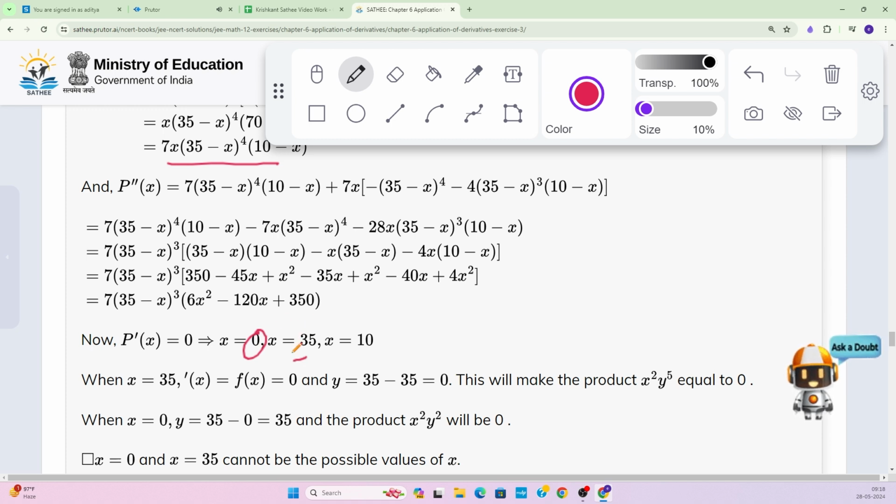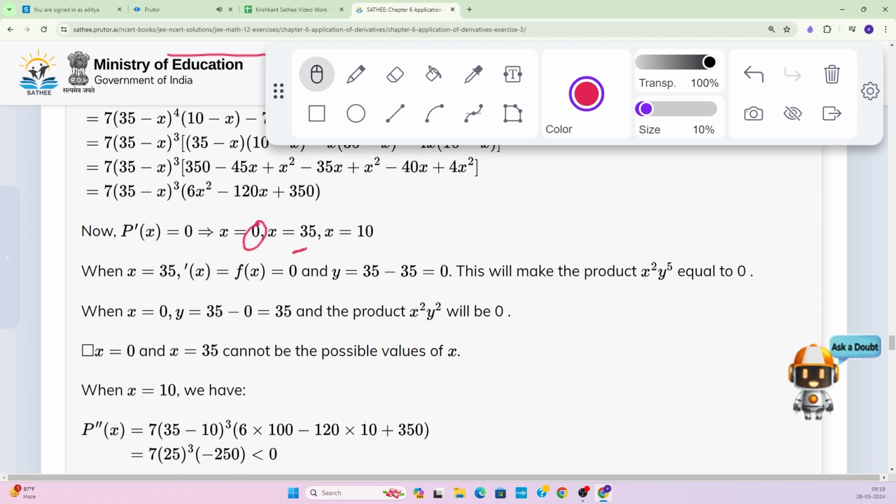Okay, at 35 you will have this whole thing equal to 0. At 10 you will have, as you can see, 60 minus 600. Okay, this will be negative. So this means a negative value, so maximum at 10.